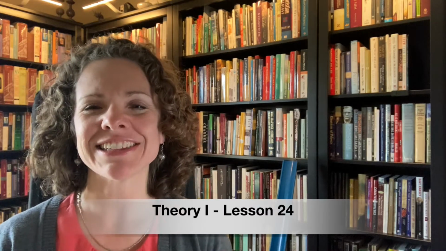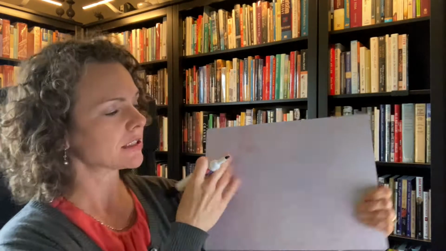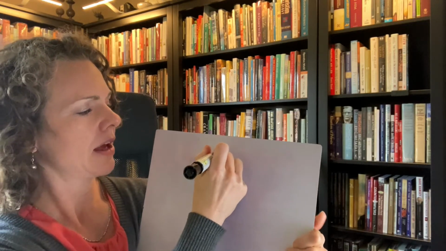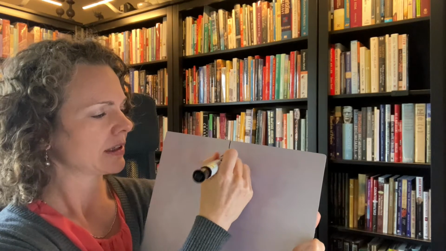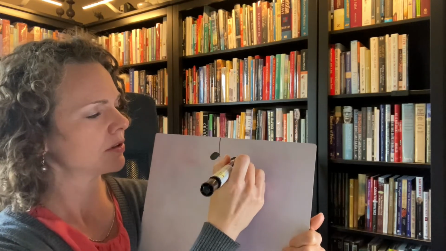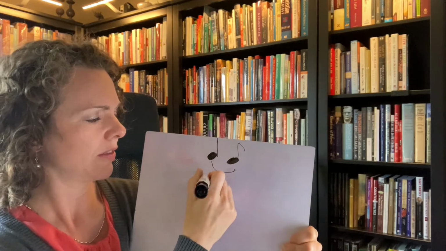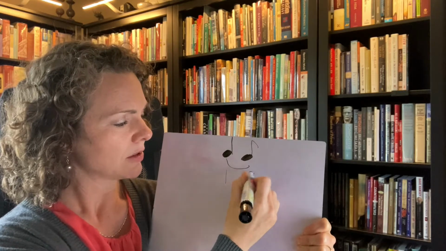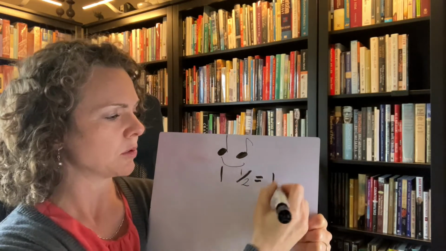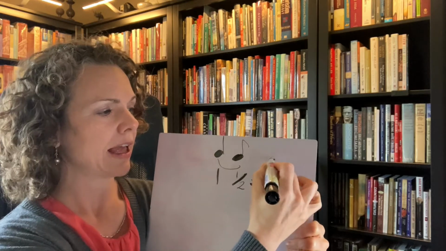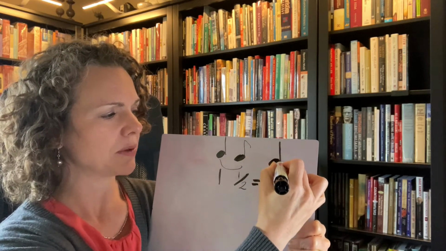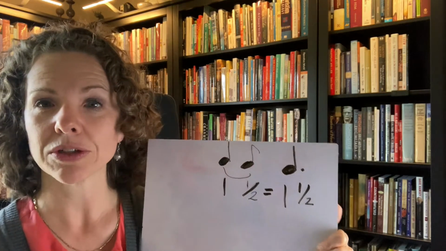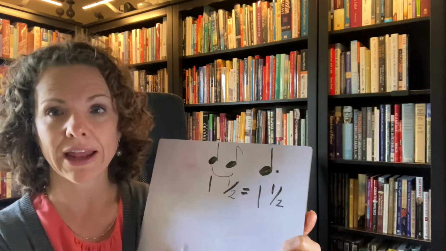Theory 1. This is lesson 24, and today we are just applying some of the things we learned last week. Last week we talked about how a quarter note tied to an eighth note, when we add those two together, this one gets one beat, the eighth note gets half of a beat, okay? So when they're tied together, that equals 1.5 beats. And then there's one note that equals that, which is a dotted quarter note, okay? So a dotted quarter gets 1.5 beats.